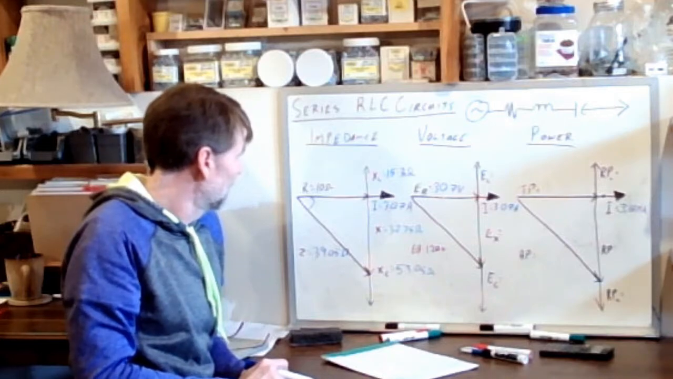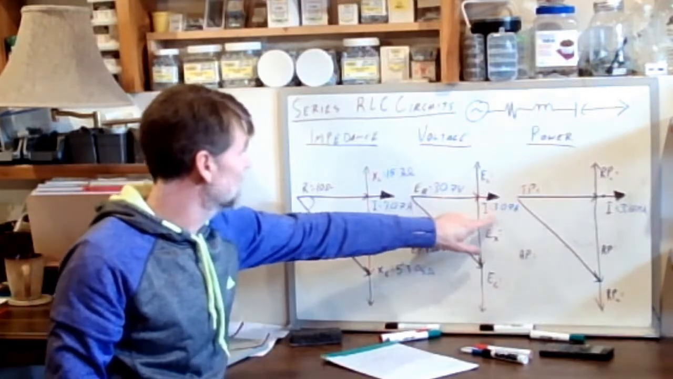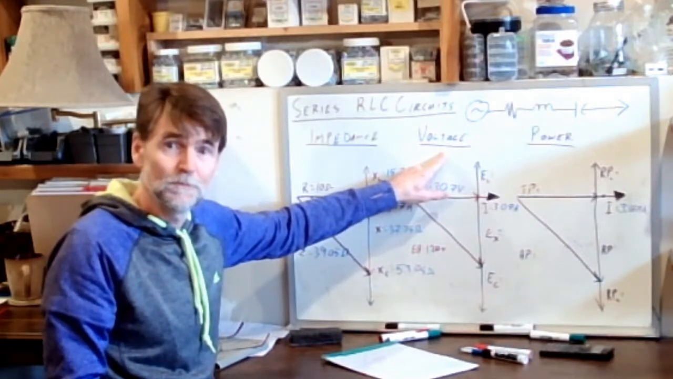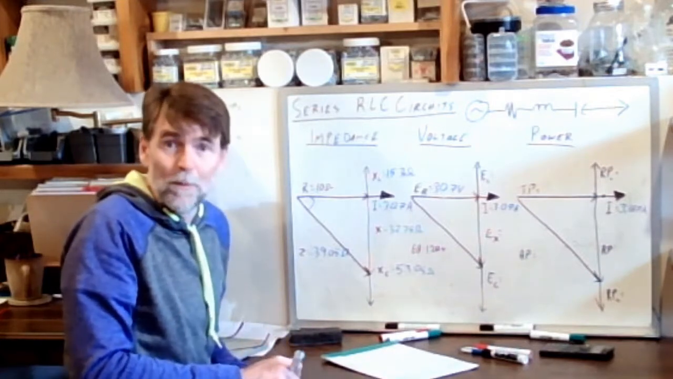Okay? So now we have two sides of our right angle triangle that is our voltage triangle. Okay? We can calculate for the third. And we can do this in a couple of ways.